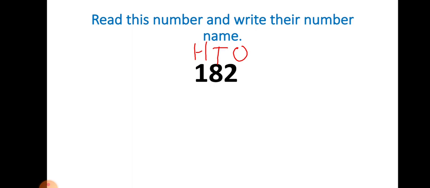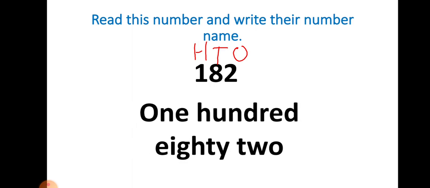182. How to write in spelling? ONE 1, HUNDRED 100, EIGHTY 80, TWO 2. 182.